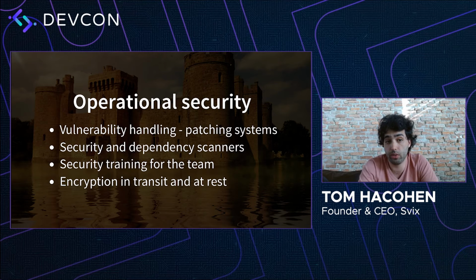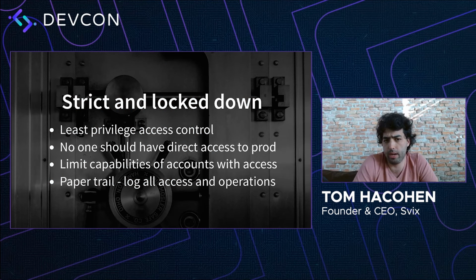You also need to worry about operational security. How do you handle vulnerabilities and dependencies? How quickly do you patch systems? You need to have security and dependency scanners. You need to have security training for the team so that if you send them an email asking for the password, they know not to give it to you, because that's probably phishing or a scam or an escalation. And you need to make sure that you encrypt all the data in transit and at rest. Security is about having multiple lines of defense, and making sure that every line is strong. You need to be strict and lock down, both in terms of your operations, but also in terms of application. We follow the common least privilege access control guideline.